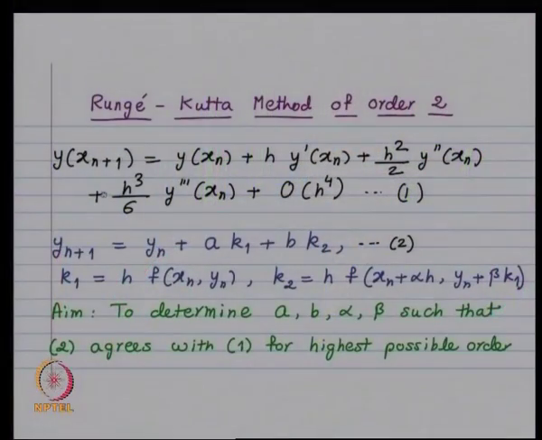So, let us be more specific. So, here this is the Taylor series expansion for unknown function y. We want a formula of this type, y n plus 1 is equal to y n plus a k 1 plus b k 2. k 1 is h times f of x n y n, k 2 is h times f of x n plus alpha h, y n plus beta k 1. So, we have got a, b, alpha and beta. These are the constants at our disposal.